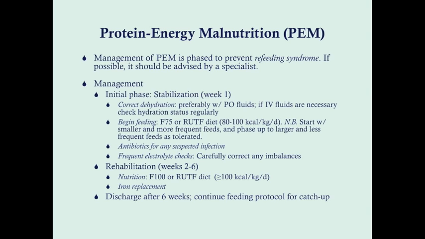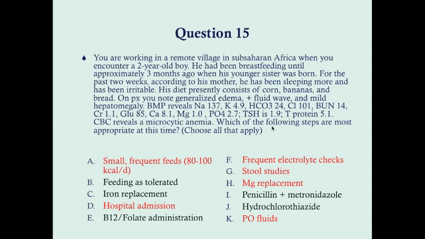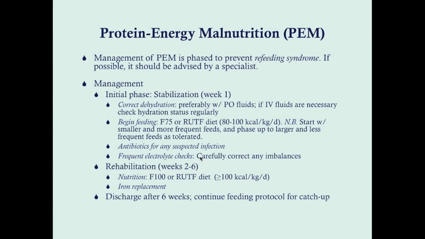So there's F75 or RUTF that can be given, and that's 80 to 100 kilocalories per kilogram per day. I don't think I put that on here. Yeah, kilocalories per kilogram per day, not 80 to 100 kilocalories per day. Oops. I kind of rushed through that here. So yeah, certainly kilocalories per kilogram per day. So if you have a 20 kilogram patient, you'll give them 1,600 to 2,000 kilocalories per day.